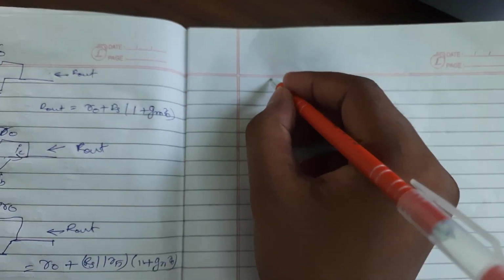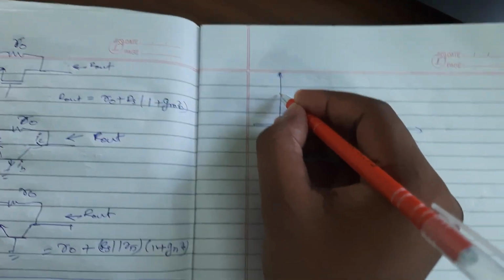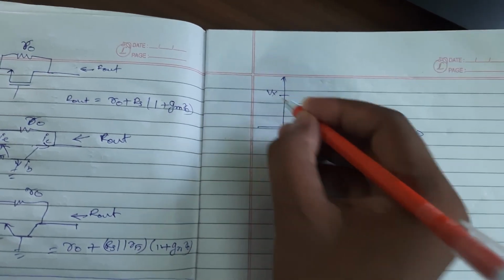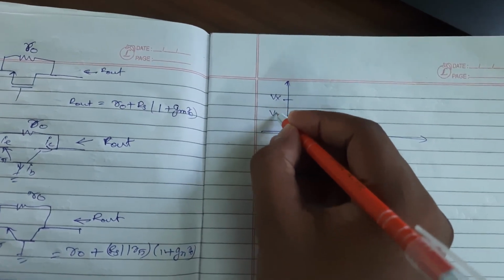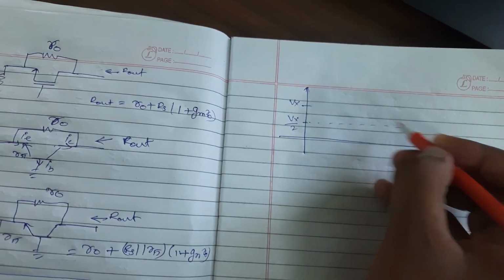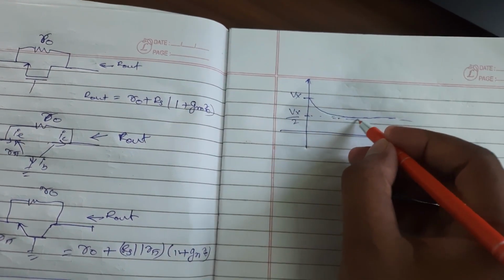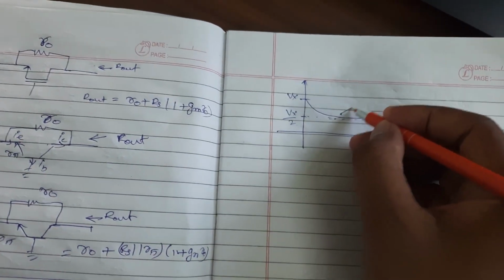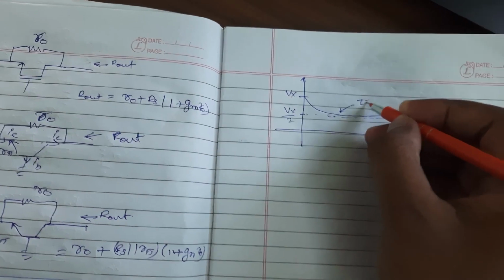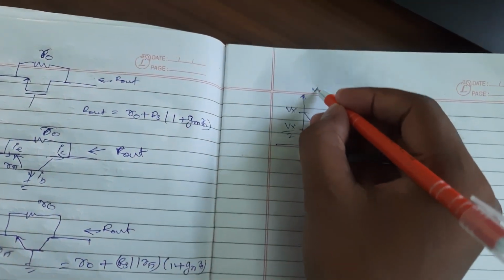The output waveform will be like, it will start from Vx and go down till Vx by 2. Like here, this will not touch, it will touch at infinity, and the time constant tau will be RC by 2. This is the output waveform.